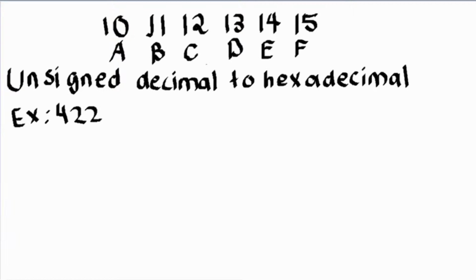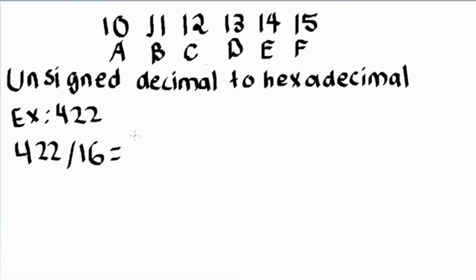Alright, for this example we're going to go from unsigned decimal to hexadecimal. So to convert unsigned decimal to hexadecimal, you'll have to divide the decimal by 16 and get the quotient and remainder. So for example, when you're taking 422 and trying to convert into hexadecimal, you divide 422 by 16.